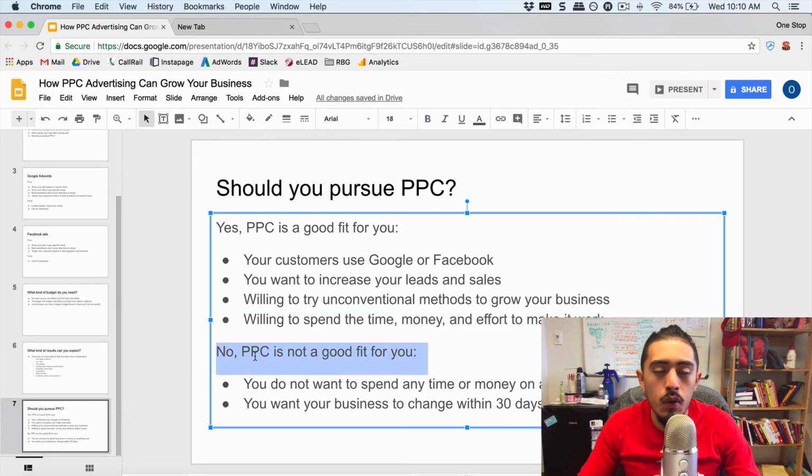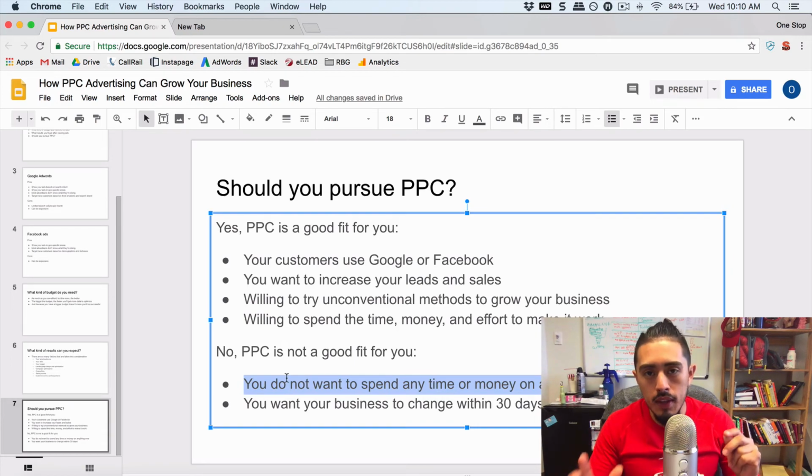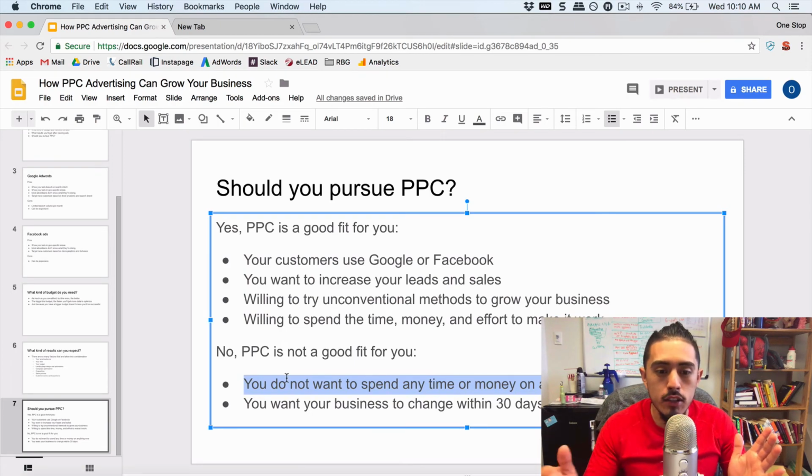Now, when should you not run PPC ads? When should you not use Facebook or Google AdWords? Well, if you don't want to spend any time or money on anything new. If you don't want to bother, if you're too busy, if you don't have the staff, if you don't want to spend time trying out something new, this is not going to be the channel for you, because again, it takes a high level of commitment to make this work.